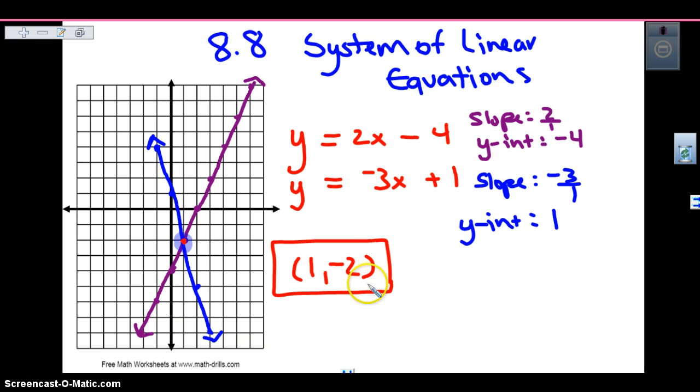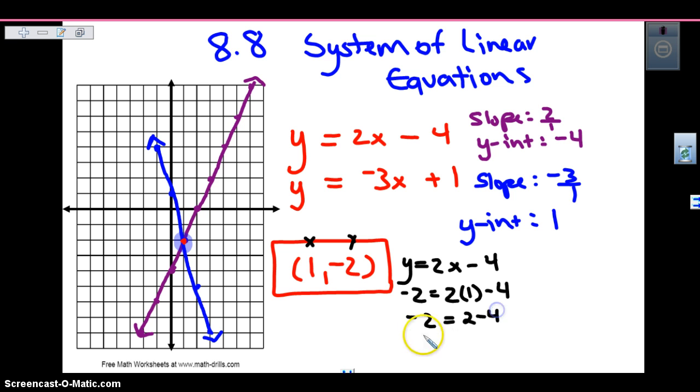We can check our answer by substituting x and y into each of the equations. So if we check with the first equation, we would say negative 2 is equal to 2 times 1 minus 4. Negative 2 is equal to 2 minus 4. Negative 2 is equal to negative 2. So that means this is true.